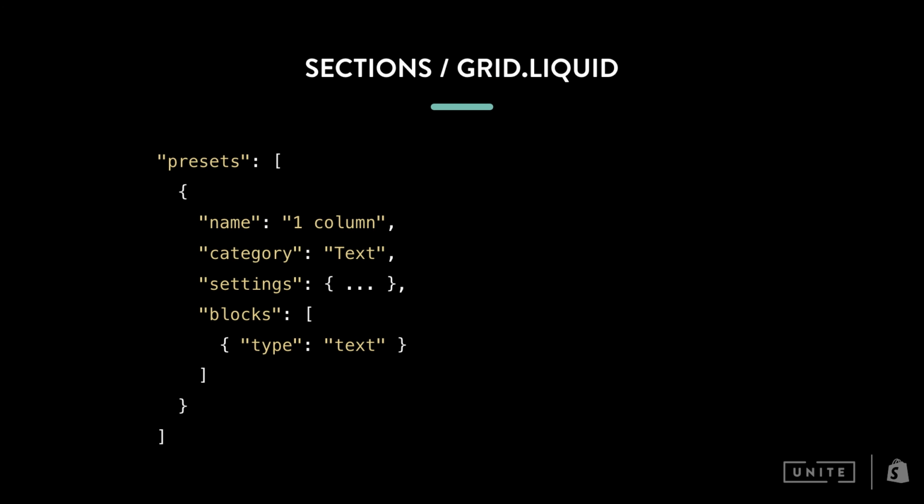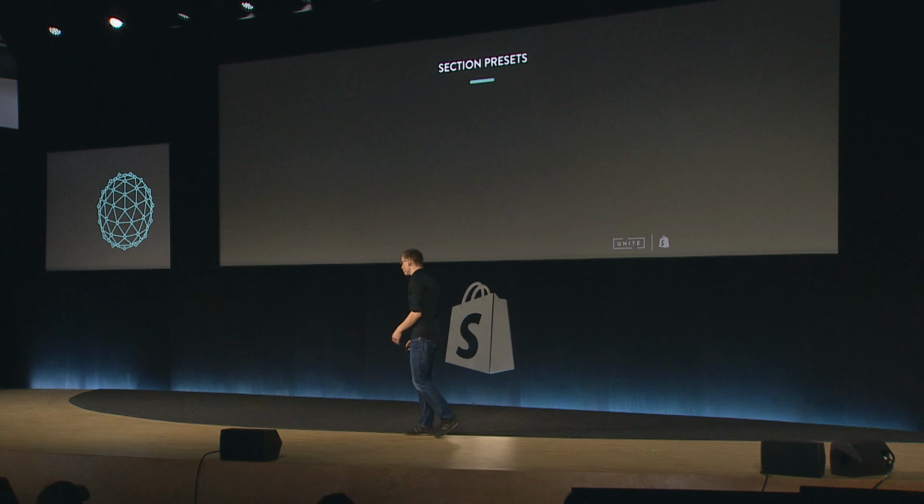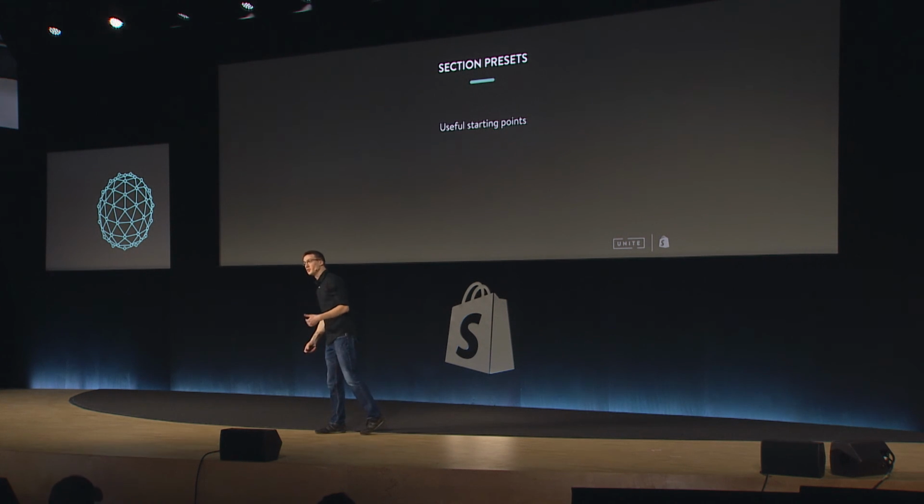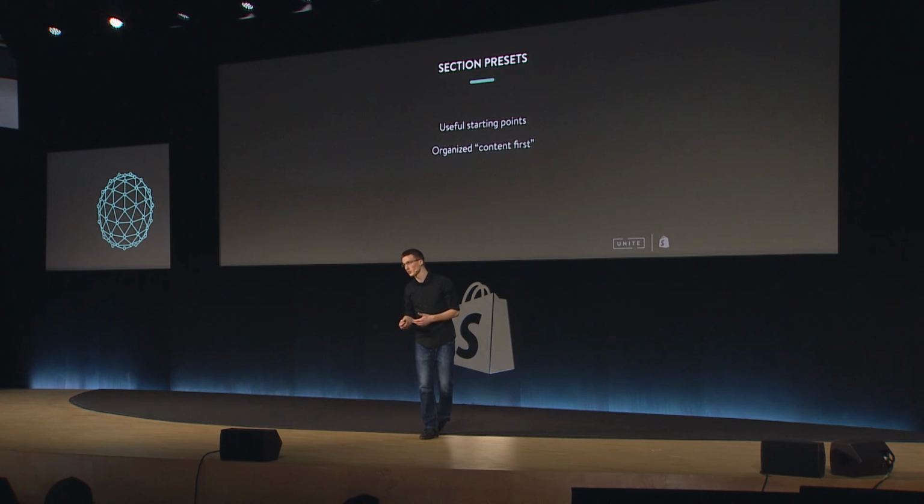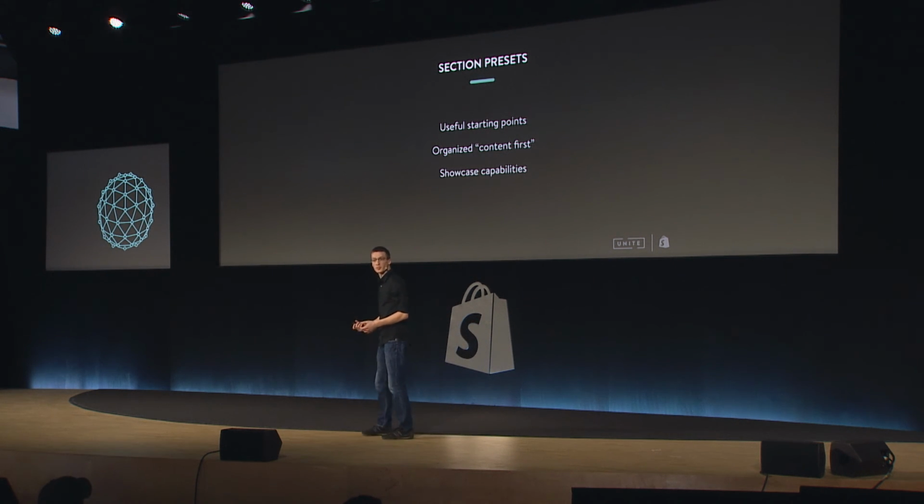Going back to the sections, to the schema, settings and blocks are the default configuration and default content of the section that the merchants will get when they add that section. This preset here is for one text block, but I could make more for things like text and image, multiple images, and so on, all in one file. So section presets allow you to create useful starting points for merchants organized in a way that they understand content first rather than layout first, as well as showcase the capabilities of your sections, all without duplicating a single line of code.